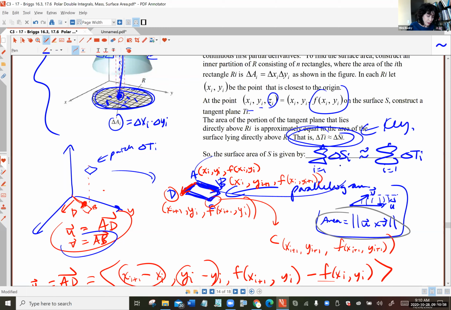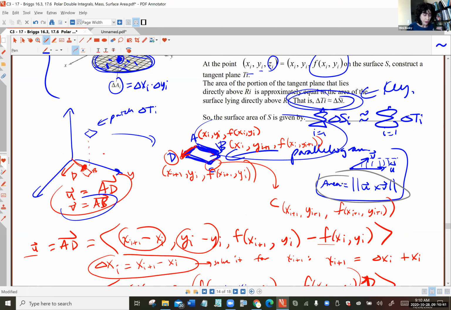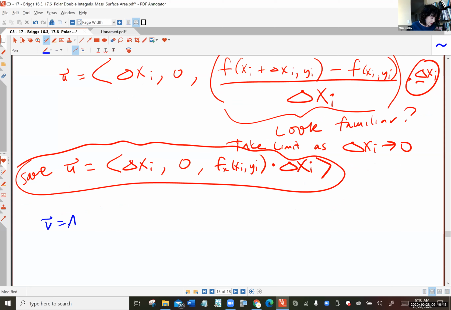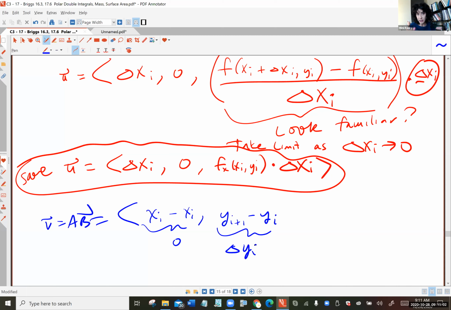And so if you do terminal minus initial for that vector v, which is the same as AB, if you take the difference between the x coordinates, terminal minus initial, x sub i minus x sub i, that's 0. And then you take the difference of the y coordinates, y sub i plus 1 minus y sub i, but that's the same as delta y sub i, so we're going to rename it. And then you take the difference of the z coordinates. Okay, fine. Like that. And you're like, oh, now what?